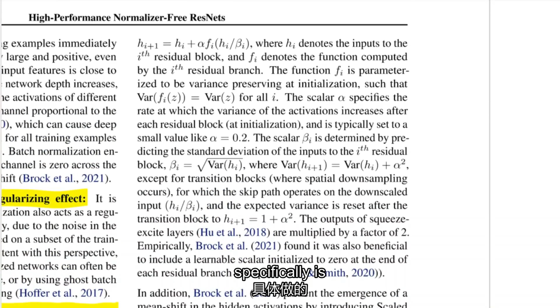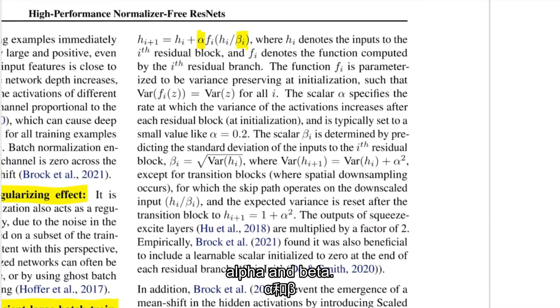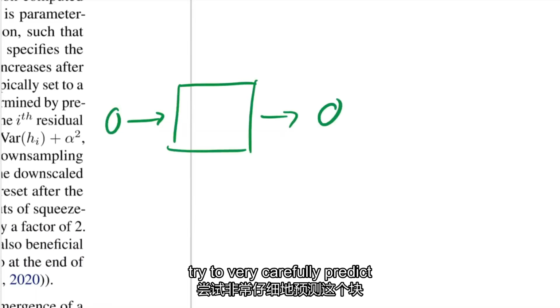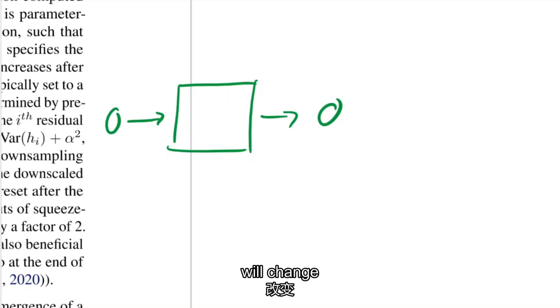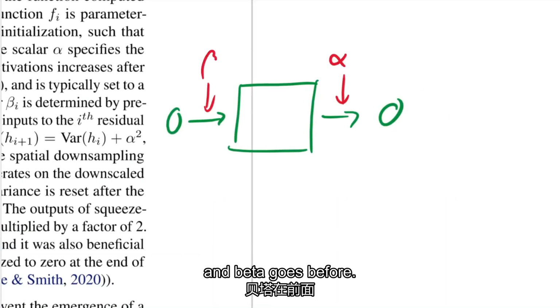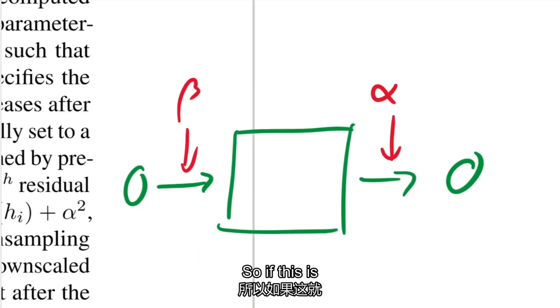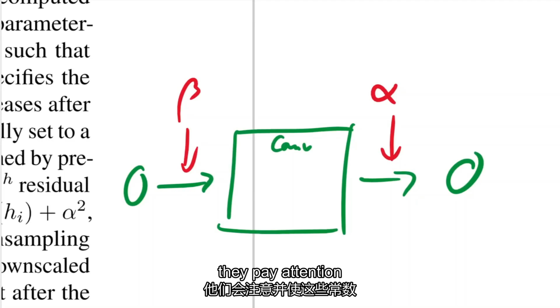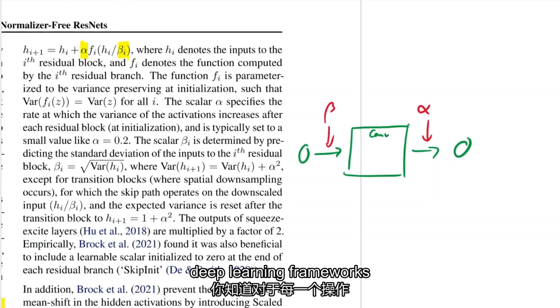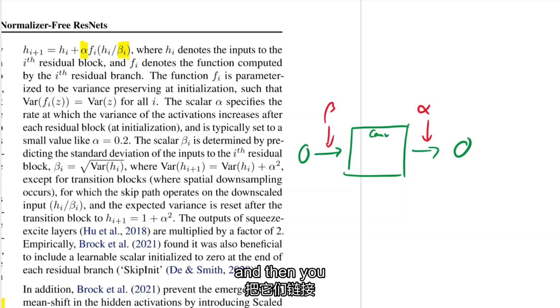What they do specifically is they just pay attention a lot to scaling. So they introduce, for example, these parameters alpha and beta, and what they do is essentially in every single block in the neural network, they try to very carefully predict how this block will change the variance of the data. And then they build constants here. So is this alpha or is this beta? I think alpha goes after and beta goes before. They build constants alpha and beta. These are constants that are made particularly for the architecture. So if this is a conv layer, they pay attention and they make these constants such that the variance stays constant as you go down the network. So it's very much like people build deep learning frameworks where for every operation you have to define a gradient and then you can chain them together.